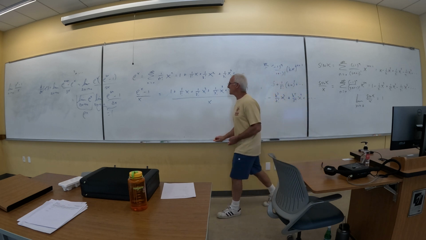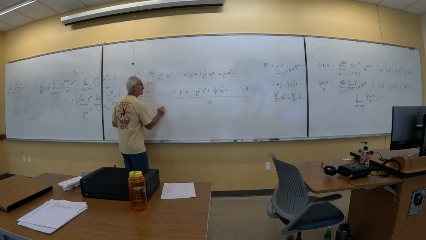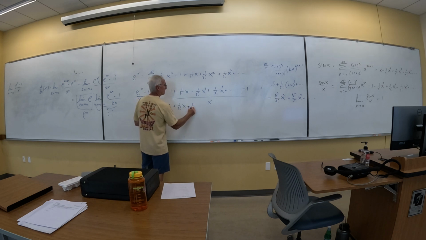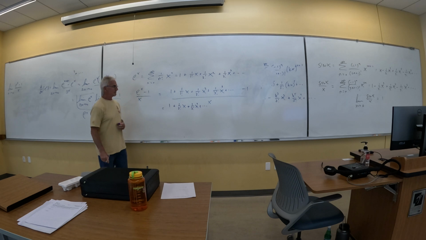So when all is said and done, what will I have left? 1 plus, we'll just call it 1, 1 over 2 factorial x plus 1 over 3 factorial x squared, and so on and so forth. And now I want to take this limit as x goes to 0. You like that?